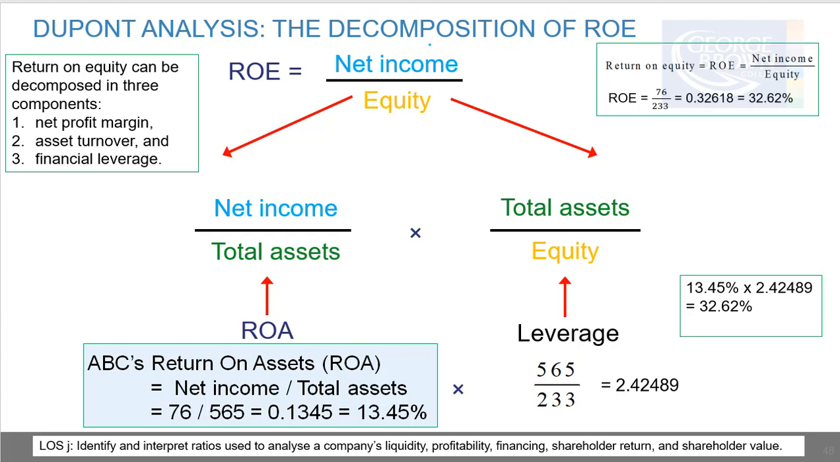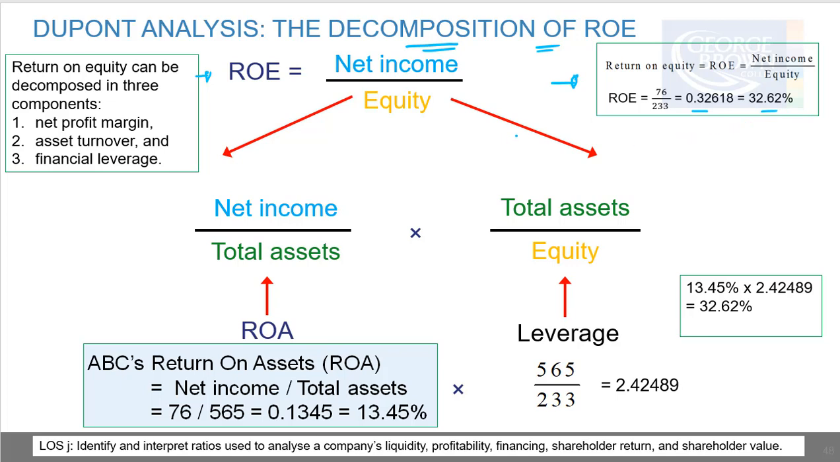What we're going to look at now, the final thing, is 3 slides on the decomposition of return on equity. So recall, return on equity is net income divided by equity. So for ABC company for 20X2, the net income was 76 million, equity was 233 million. So the return on equity was 0.32618, which equals 32.62%.